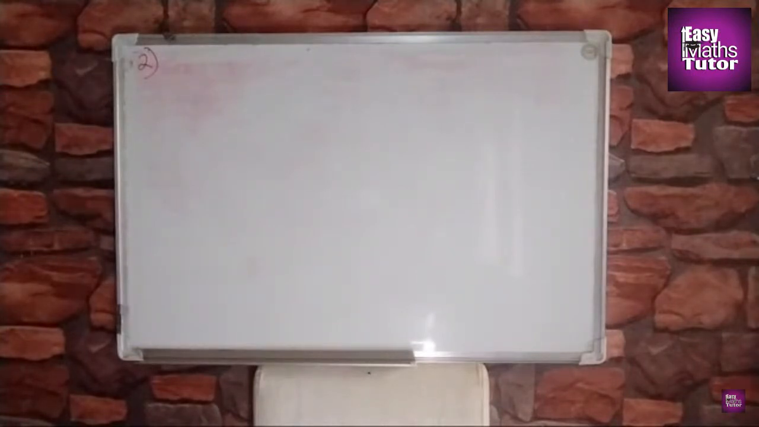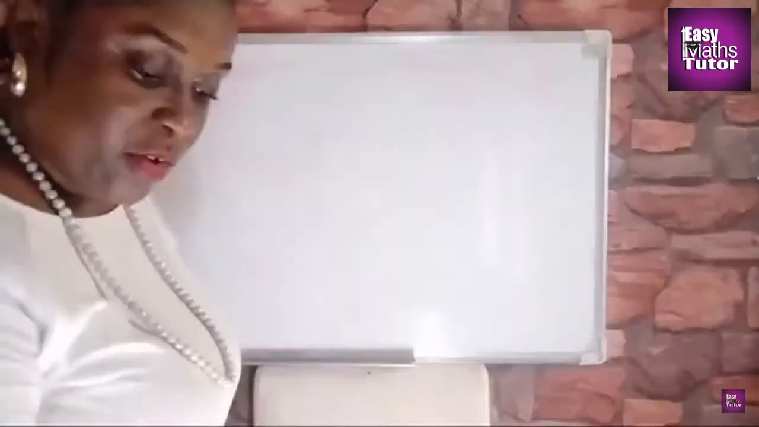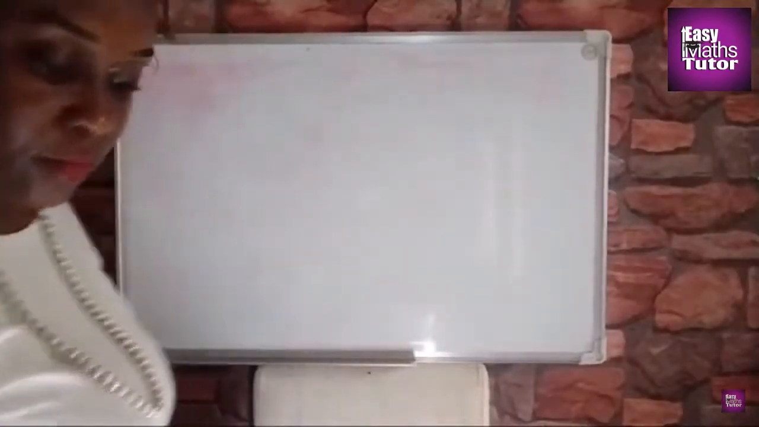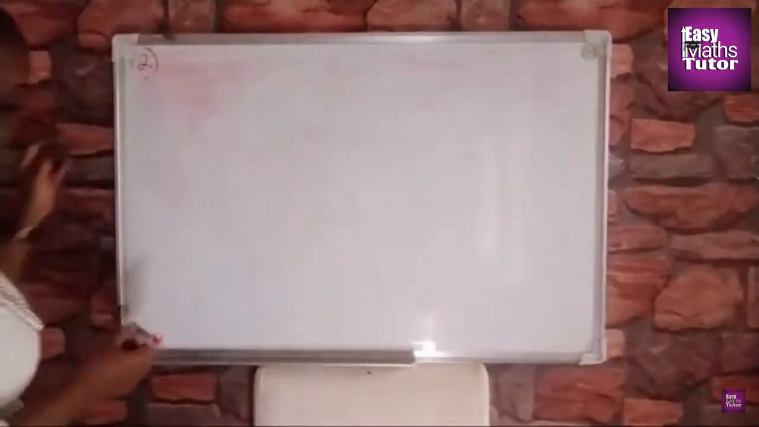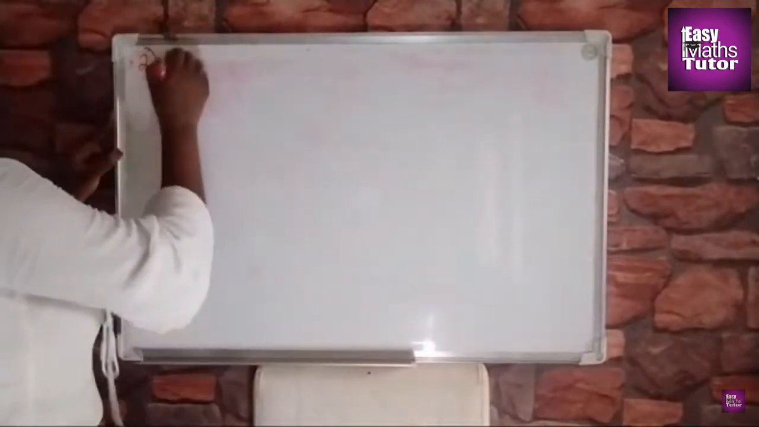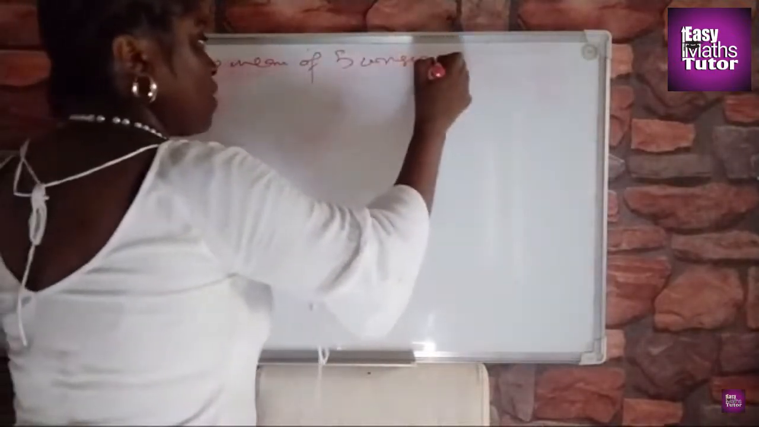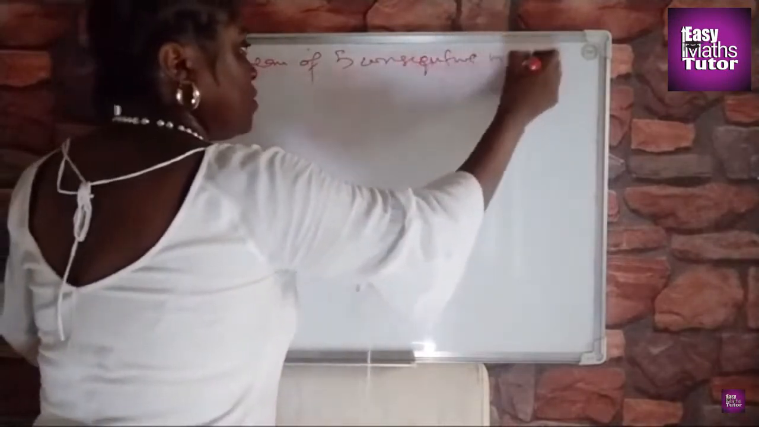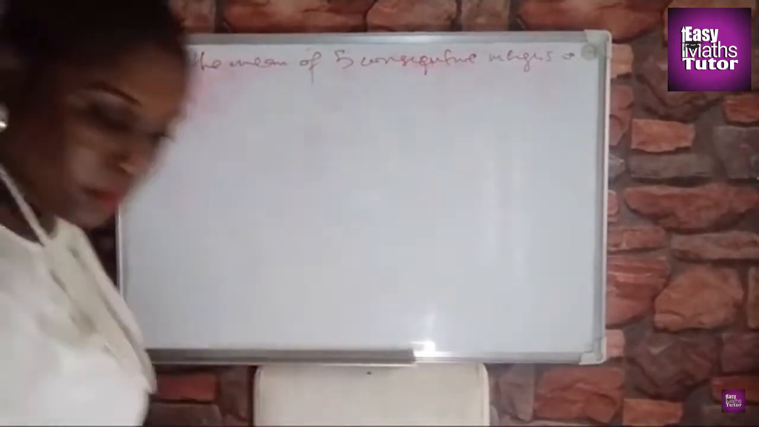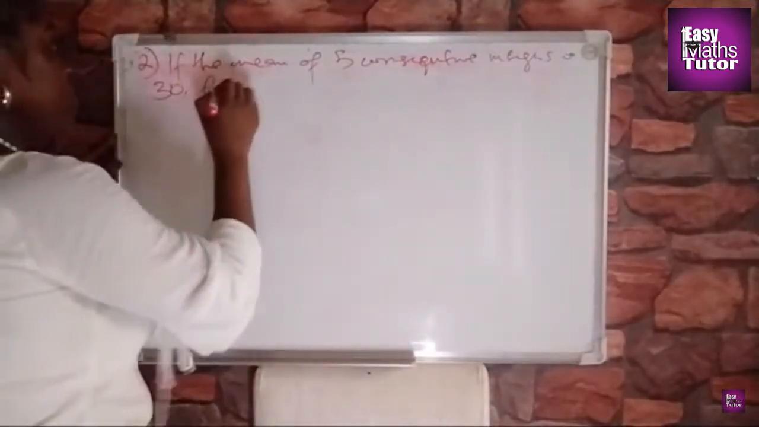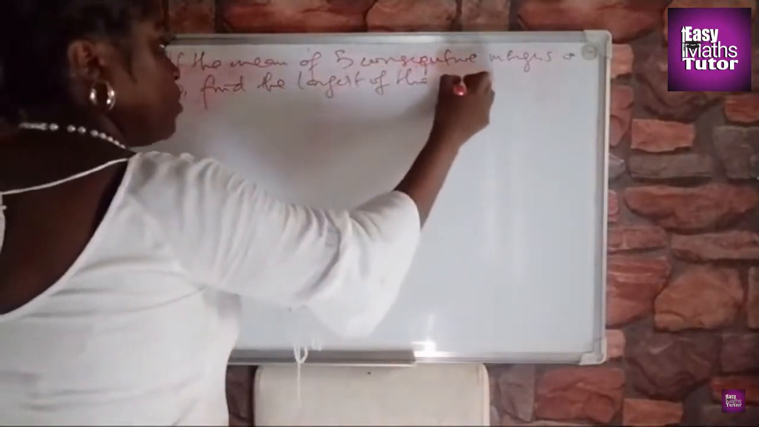So our question 2 says, if the mean of 5 consecutive integers is 30, find the largest of the numbers.